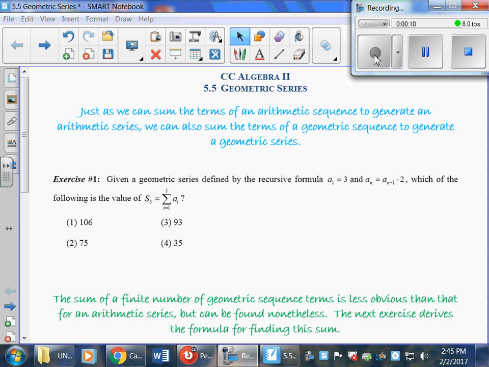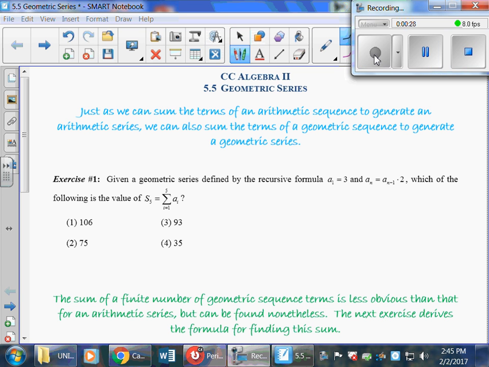Just like we did in 5.4, this is an expansion of that, because we're not talking about arithmetic series like we did yesterday. We're talking about geometric series, which is basically, if you're talking about a geometric sequence, just the sum of that sequence. And there's two formulas you basically need to know.